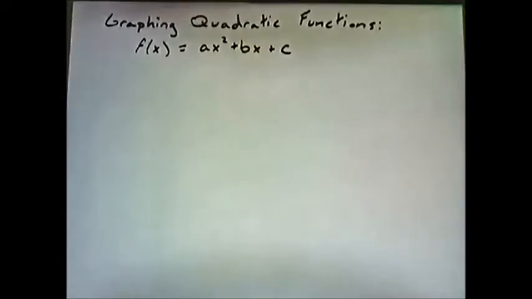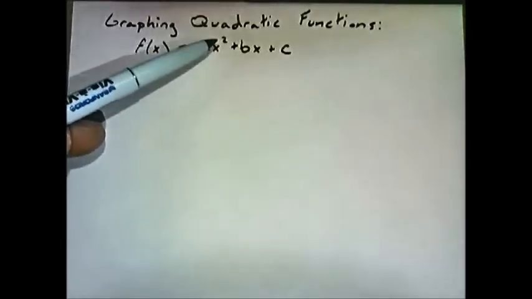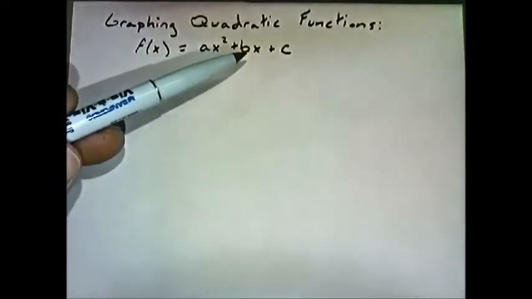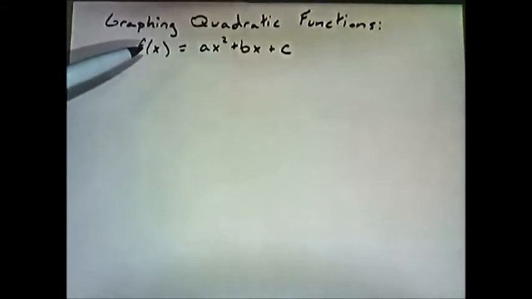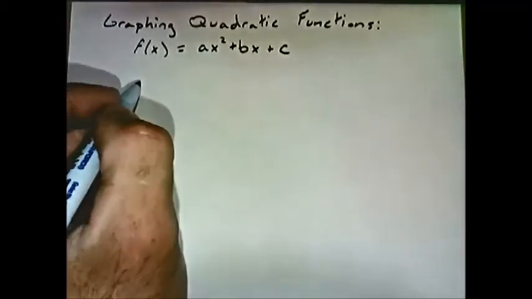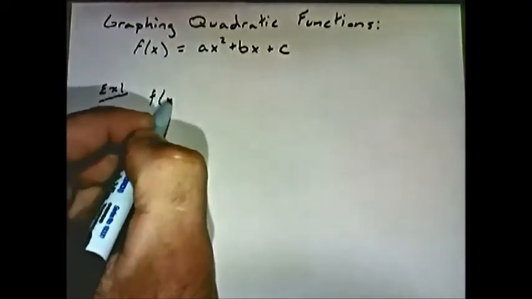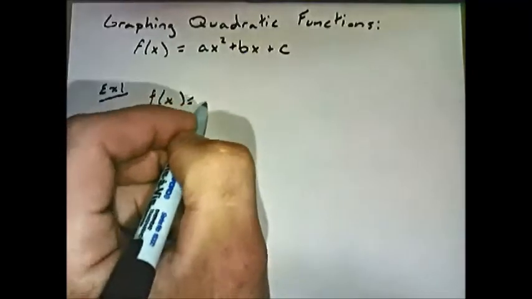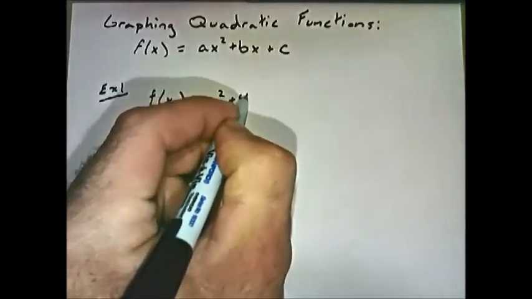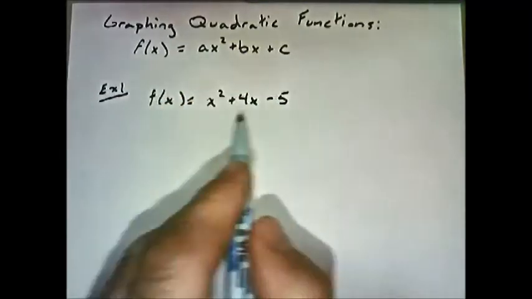Let's look at graphing quadratic functions in the form f of x equals ax squared plus bx plus c. Remembering f of x is the same as saying y equals. So in example 1, let's look at f of x equal to x squared plus 4x minus 5.